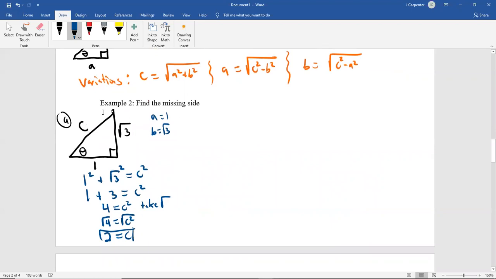So that's how we can find a missing hypotenuse. If I give you the legs, again, the a and the b won't matter because they would just swap the position of the 1 and the 3 here. The order of addition doesn't actually matter.